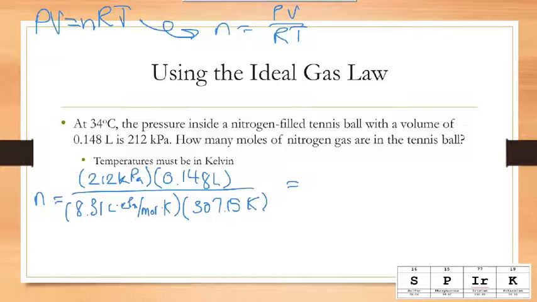And now we have all our values, and we can solve for N. So when we plug this in and we solve for N, we get 0.0123 moles of nitrogen. So that's how many moles of nitrogen are inside this tennis ball.